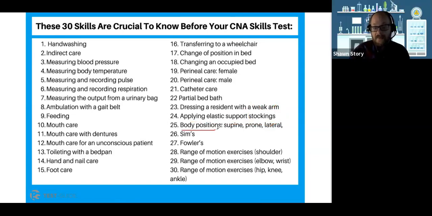So body positions, this is actually physically moving them. Let's look at these words here. Supine, prone, and lateral. Prone is going to be on their stomach. I'm pretty sure, let me double check this. Yeah, prone position is on their stomach.